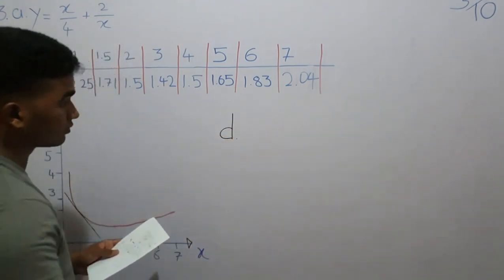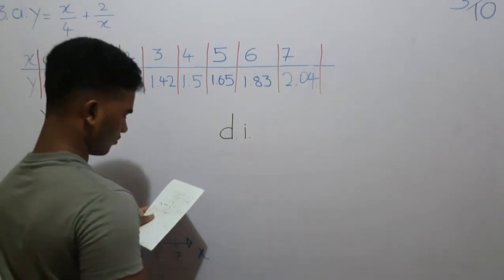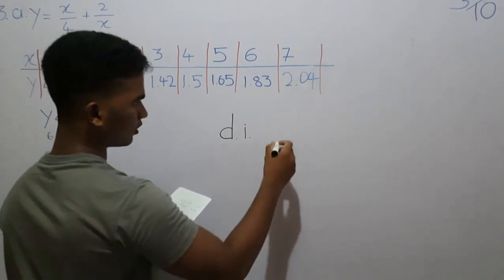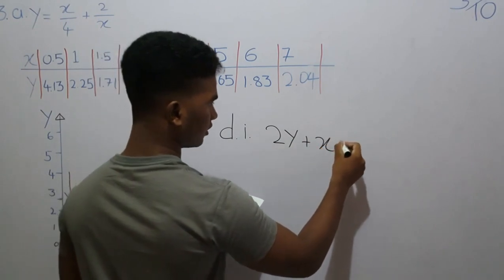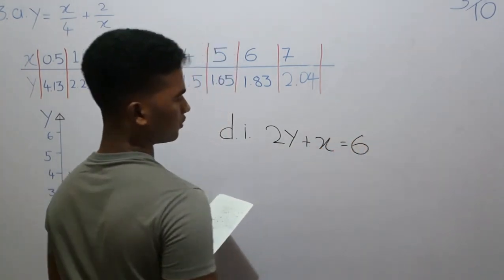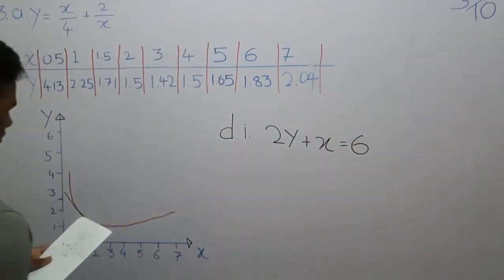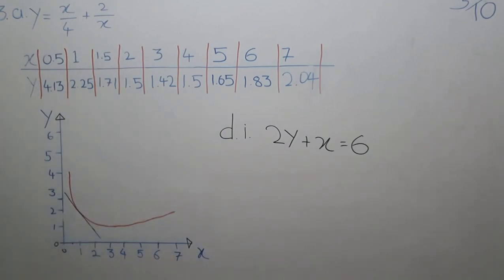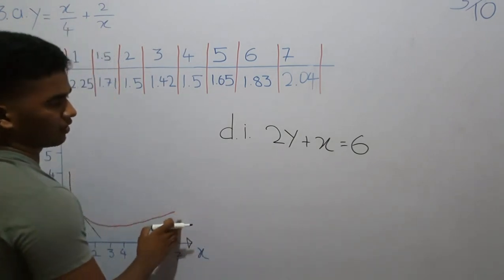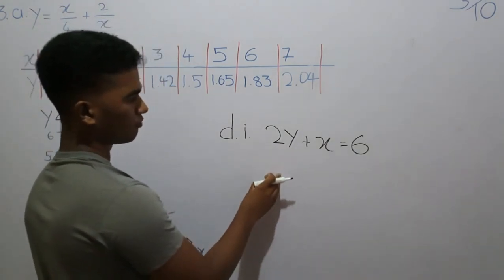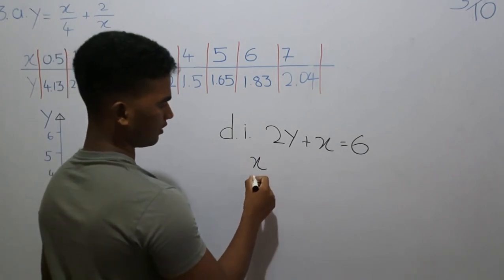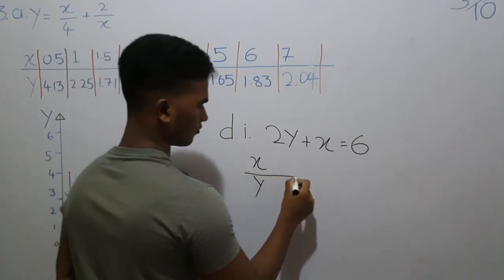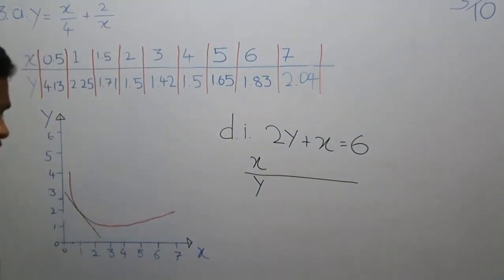Moving on to part D, Roman numeral 1. On the grid, draw the graph of 2y plus x equals 6. So we should plot this graph on the grid. Before everything, we'll draw a table with x and y. Now 2 points are more than enough.